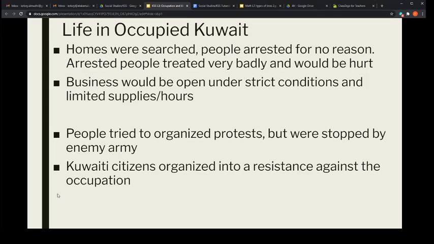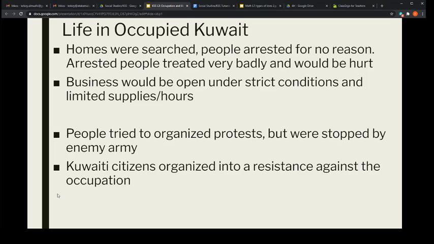Homes were searched, people arrested for no reason. They arrested people, treated them very badly, and they would be hurt. Businesses would be open under strict conditions and limited supplies and hours. People tried to organize protests but were stopped by the enemy army.